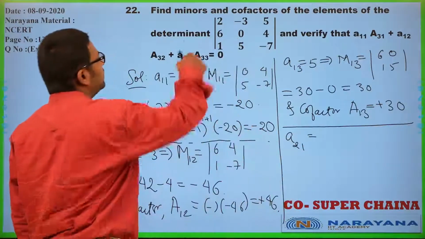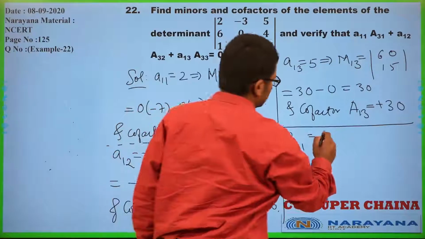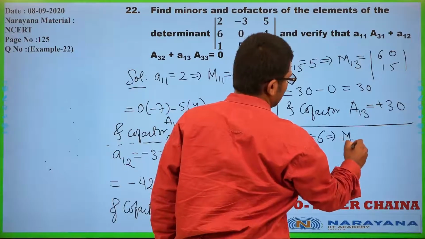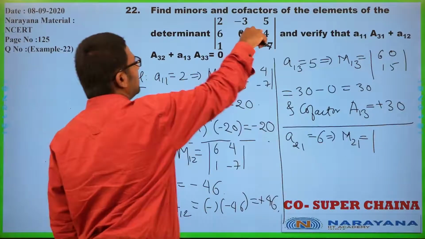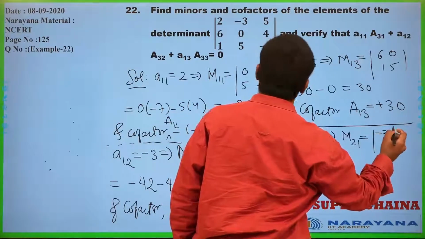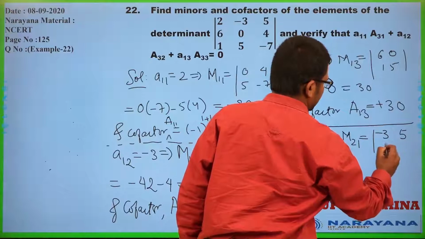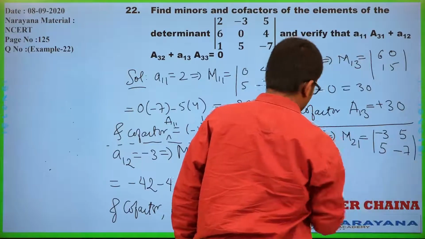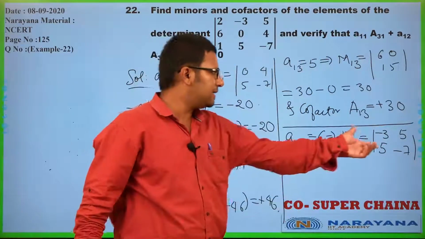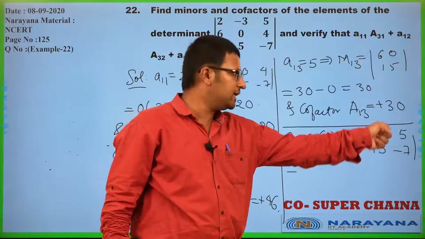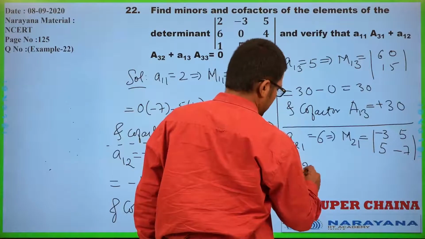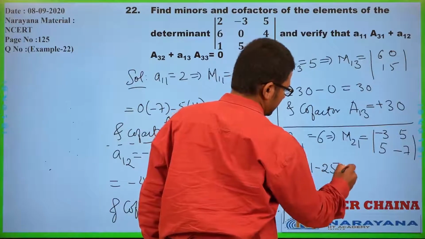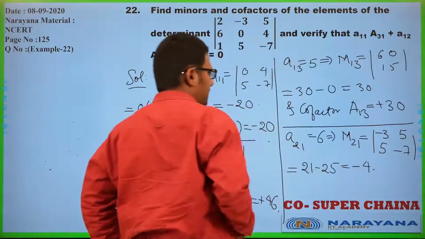A21 would be the element 6, which means M21 is the determinant, leave that row, that column. So minus 3, 5, 5 and minus 7, right? What does that come to? Minus 3 into minus 7 is 21, minus 5 into 5 is 25, right? So this is 21 minus 25, which is minus 4, right?